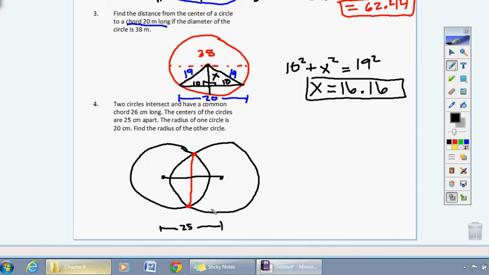It says the radius of one circle is 20 centimeters. So I'm going to draw the radius so I can create a triangle here. I'll say the radius of this circle right here is 20. And it wants me to find the radius of the other circle. So what it wants me to find is this radius right here, which we'll call x. Take a second, finish this up, digest what we've been talking about, and then we'll move on with the problem.